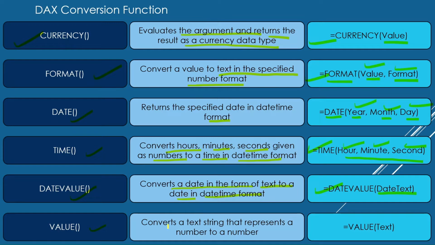Another is VALUE, which converts a text string that represents a number to a number. Suppose it takes the text and converts it to a number. This is why we are using the VALUE function.